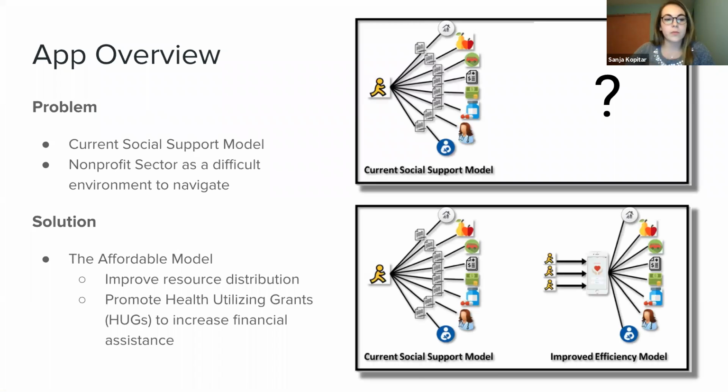So our current problem that people are facing in our society is basically the limited access with the current support model, which can be seen right here on the top right-hand corner. Basically, the nonprofit sector is a difficult environment to navigate due to the decentralized support model. And therefore, our solution will be the affordable model. The affordable model will improve resource distribution, and basically we will use a more centralized model, which can also be seen right here on the right-hand side on the bottom corner.